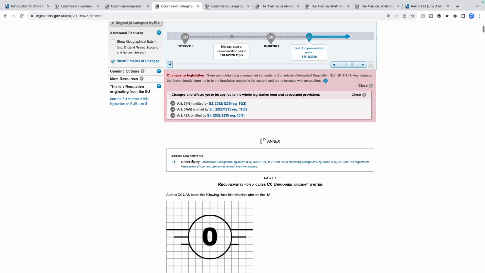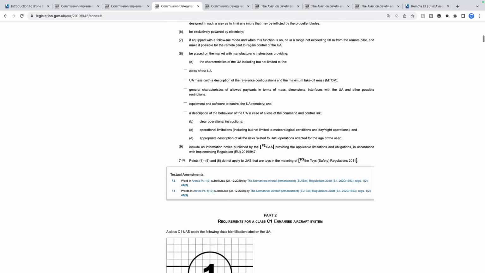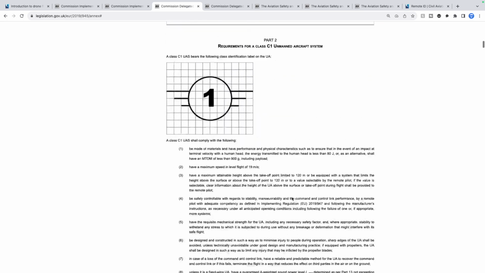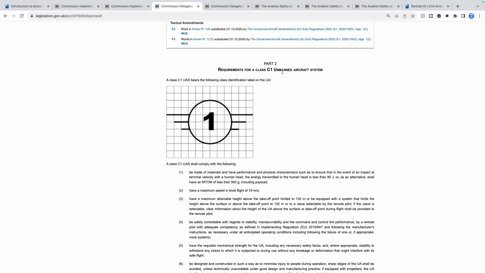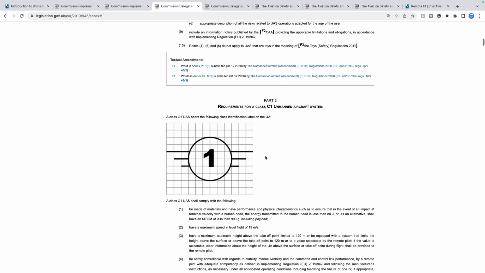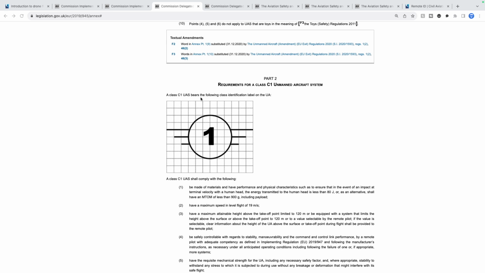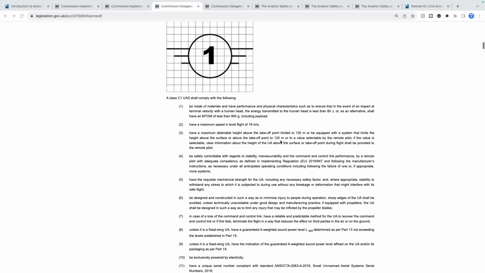Let's see. So here's where it tells you what actually applies, what you have to do to fly in a C1 class, in the UK, still currently standing. So here we go. A Class C1 UAS bears the following class identification label. Many of you will be aware of what this is. And those of you who have an Air 3 that's got that on it, or a Mavic 3 Pro or whatever it is, I don't know, that's got one of those. No, not a Mavic 3 Pro, because that'll be the C2 class. But you may have a drone that has that already. That's what it looks like.